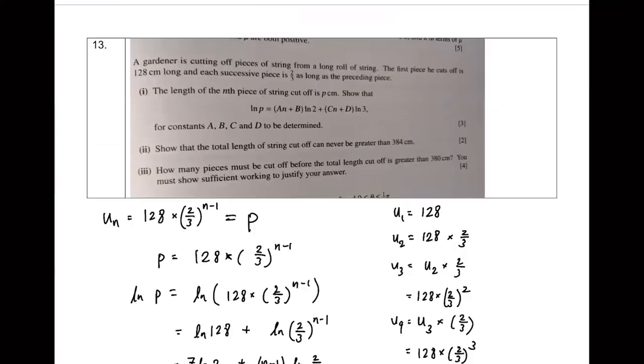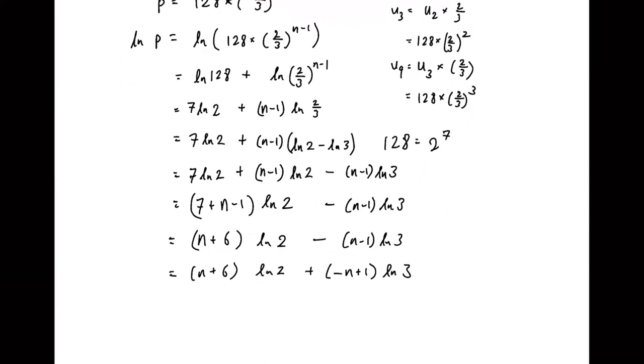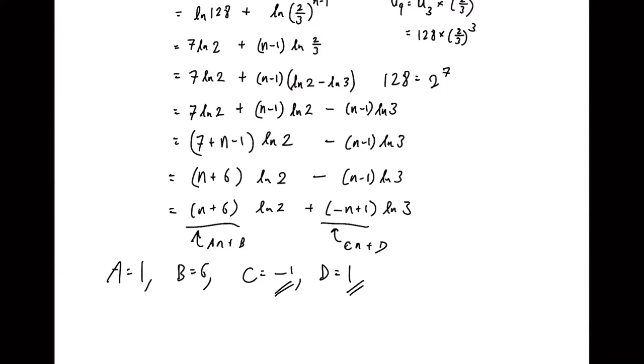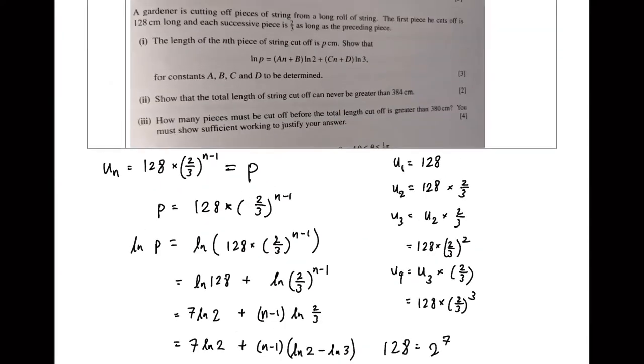Okay, good. So now let's take a look. ln p equals an plus b times ln 2 plus cn plus d times ln 3. So this is your an plus b, and that is your cn plus d. Therefore a is equal to 1, b equals 6, c equals -1, d equals 1. Okay, good. And that is your ln question. Part 1 done. Now let's move on to part 2.